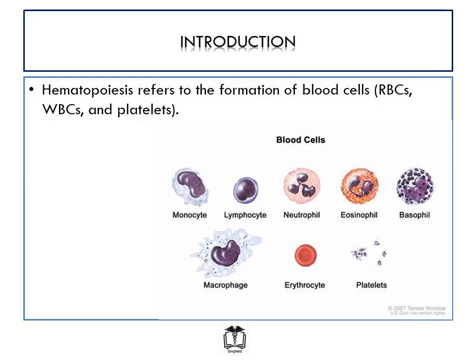This would include the red blood cells or erythrocytes, the white blood cells, which includes the monocytes, the lymphocytes, neutrophils, eosinophils, basophils, and macrophages, and then finally platelets, which we typically tend to call thrombocytes.